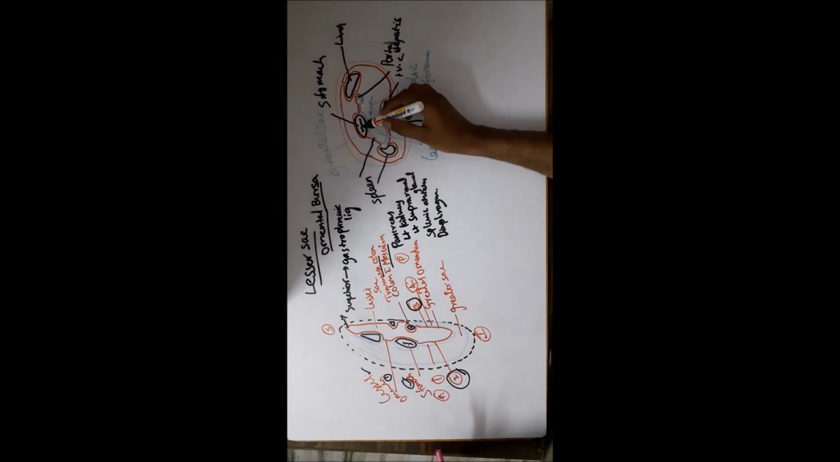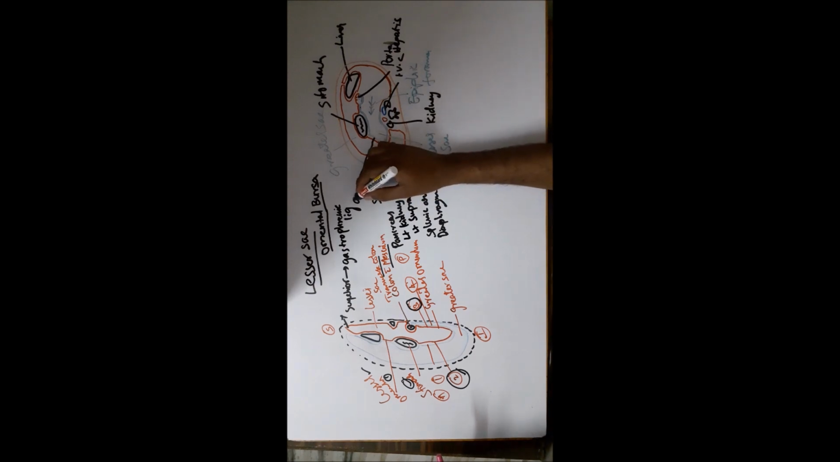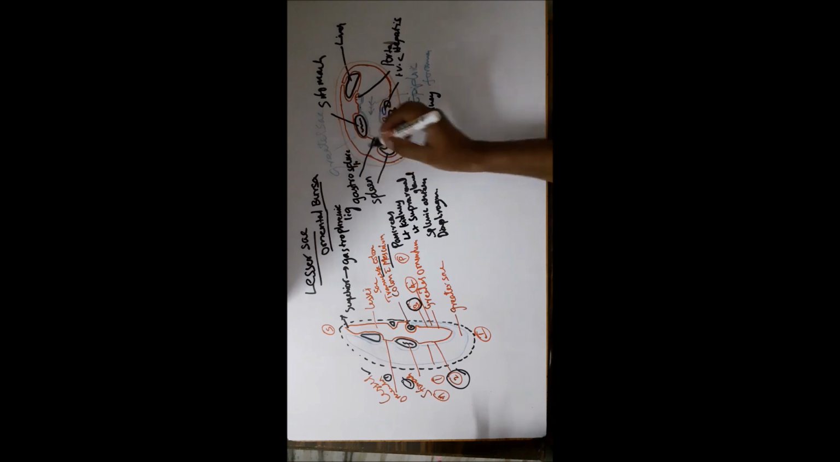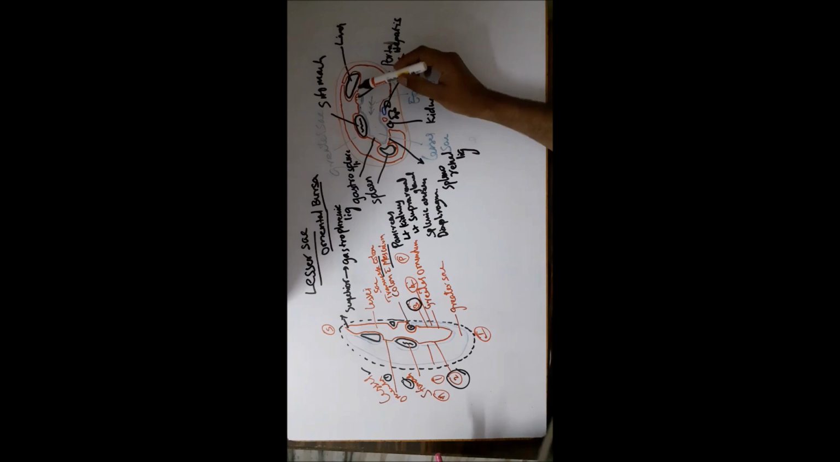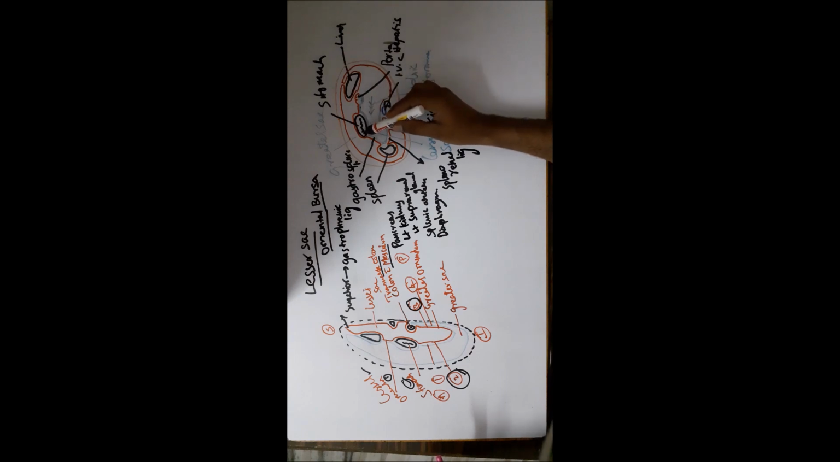This ligament between the stomach and the spleen is the gastrosplenic ligament, and this ligament between the left kidney and the spleen is the splenorenal ligament. So here this is porta hepatis, related with the free margin of the lesser omentum. This is the stomach. Between the stomach and the spleen we have one ligament, that is the gastrosplenic ligament. Between the spleen and the left kidney we have the splenorenal ligament.